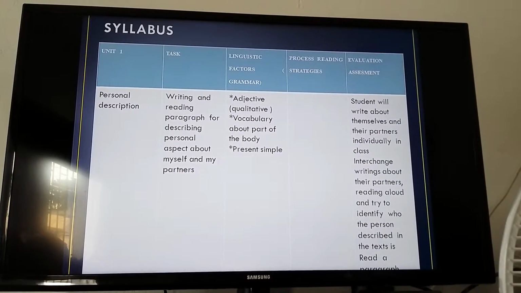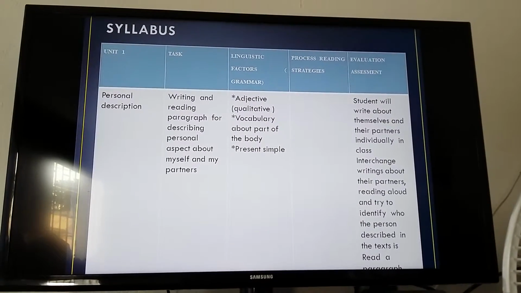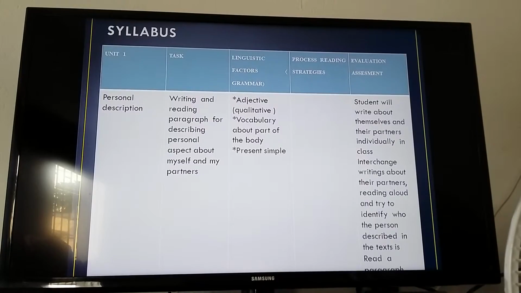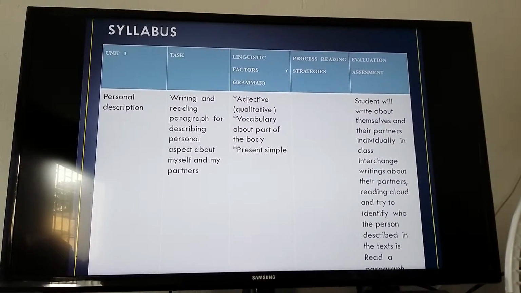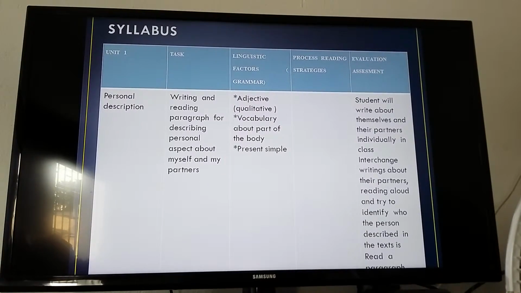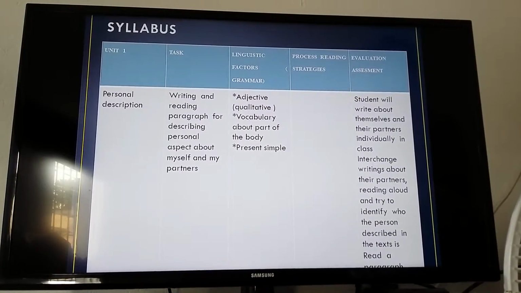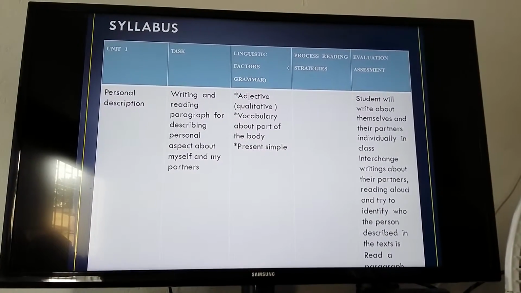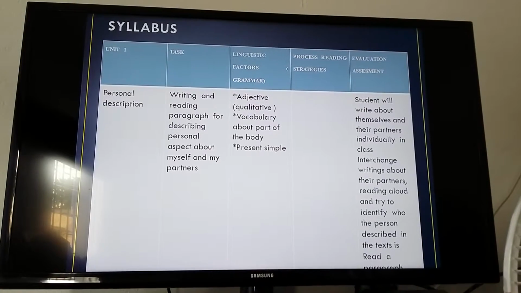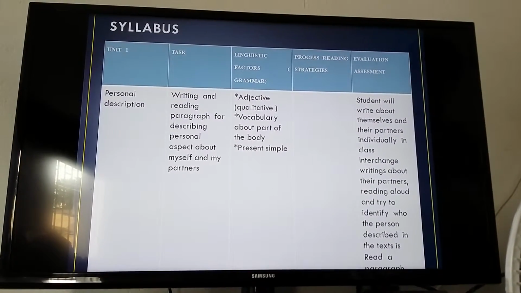The evaluation assessment that we decided to make in order to evaluate the students is individual and in group. In the individual way, the students will write about themselves and their partners individually in class. After that, the students are going to exchange their writing with their partner and read aloud in order to evaluate their reading and speaking during the class.